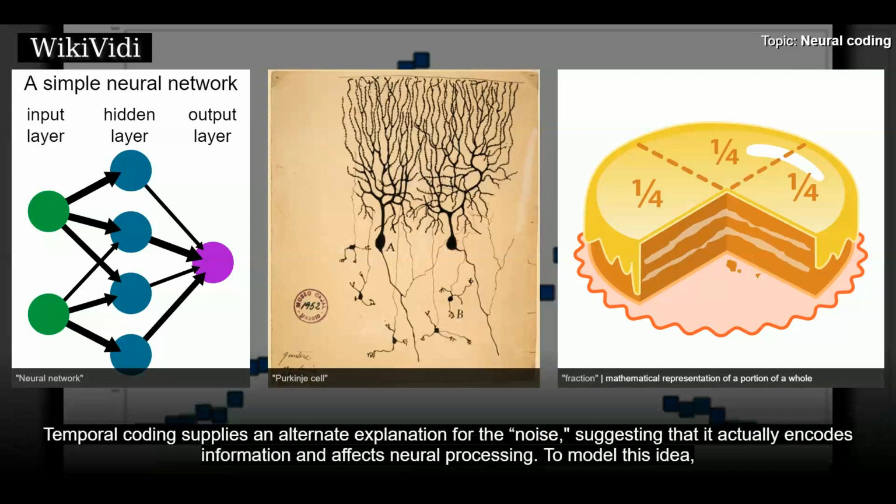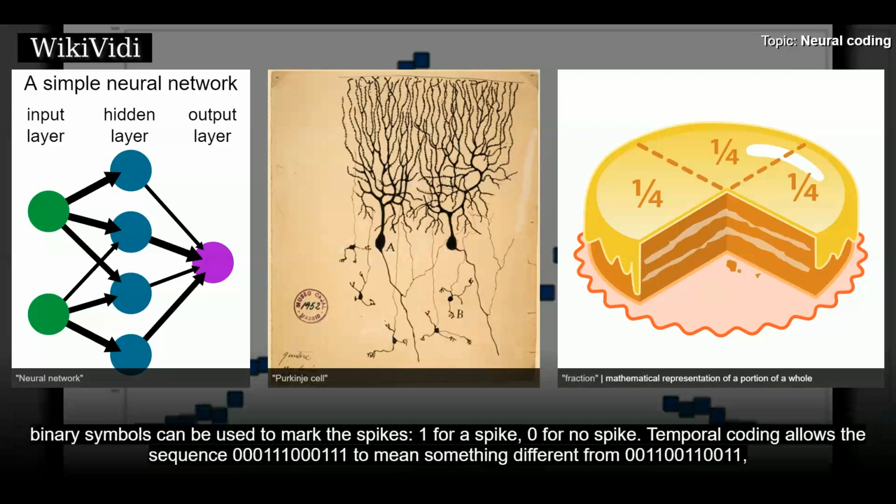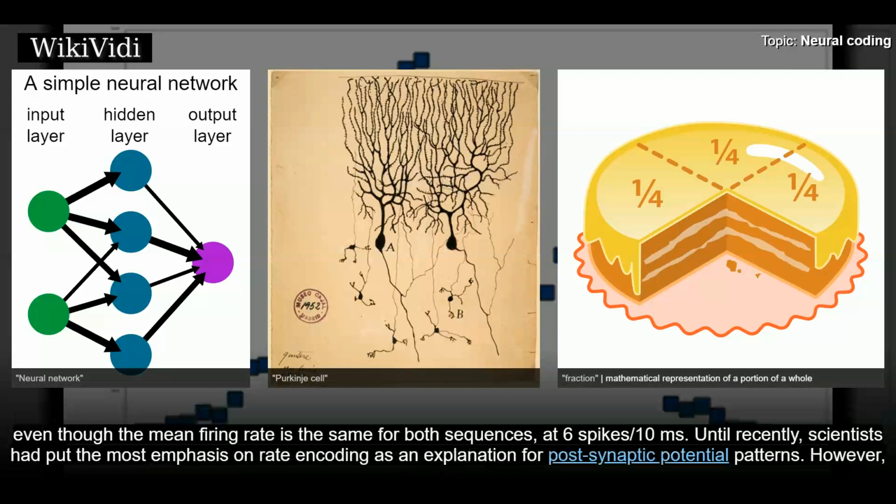To model this idea, binary symbols can be used to mark the spikes, 1 for a spike, 0 for no spike. Temporal coding allows the sequence 00011000111 to mean something different from 00110011011, even though the mean firing rate is the same for both sequences, at 6 spikes/10 ms.